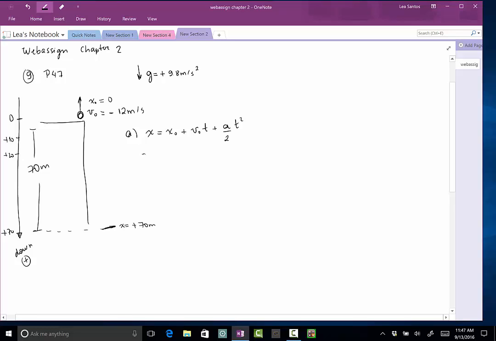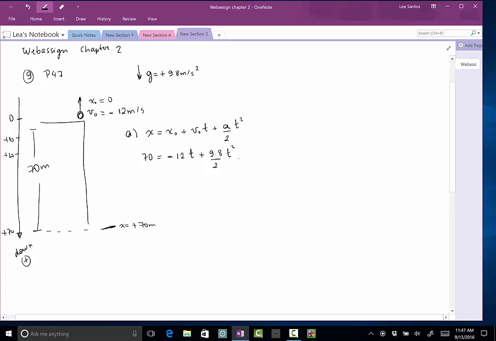The final position is plus 70. The initial position is 0, so I'm not going to write 0 here. The initial velocity is minus 12 because it's pointing up. The time is what I want to find. a is the acceleration and is pointing down, and down is positive, divided by 2, t squared. So this is the equation now that we have to solve to be able to get to the time.